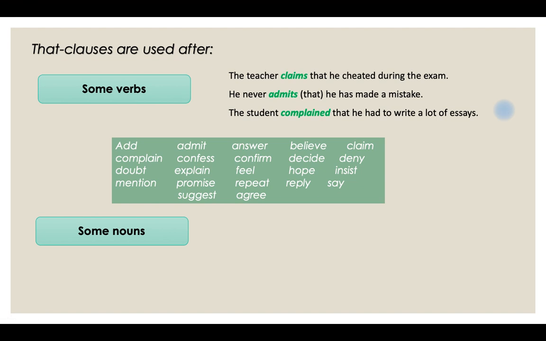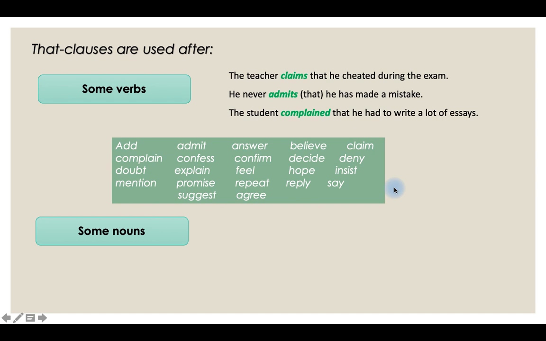If we translate these sentences in Turkish, they will look like, let's look at the first one. Öğretmen sınavda onun kopya çektiğini iddia ediyor. Right? What about the second one? O hiçbir zaman hata yaptığını kabul etmiyor. Öğrenci çok fazla essay yazmak zorunda kaldığından şikayetçiydi. Right? Complained.